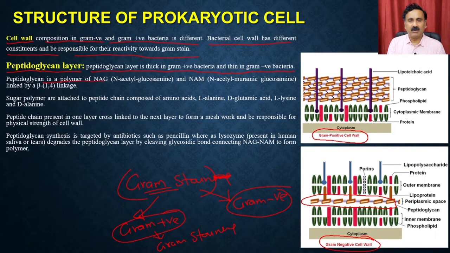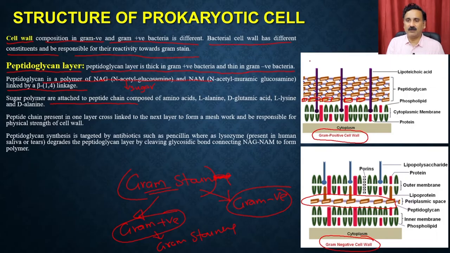Peptidoglycan is a polymer of NAG and NAM. NAG is N-acetyl glucosamine and NAM is N-acetyl muramic acid. So NAG and NAM are sugar molecules, and these sugar molecules are connected to each other by a beta 1,4 linkage. You see this has sugar molecules, right? So these are the sugar molecules which are attached to each other by a beta 1,4 linkage.